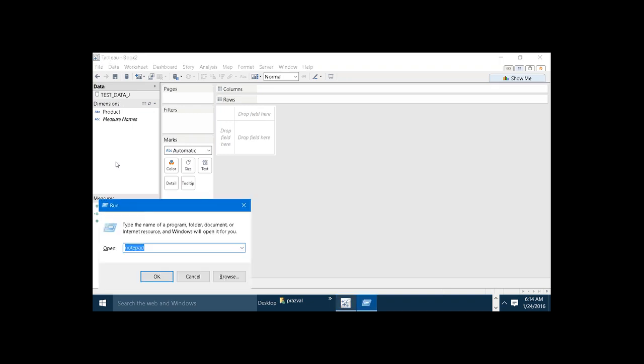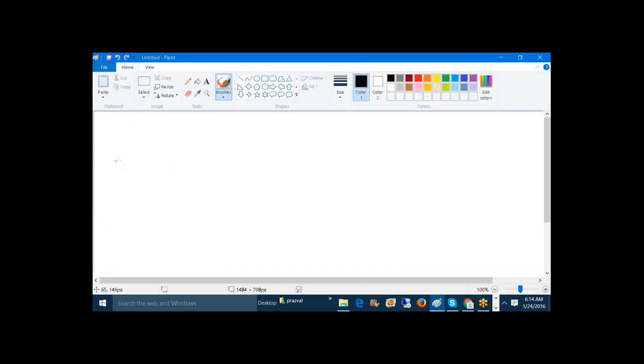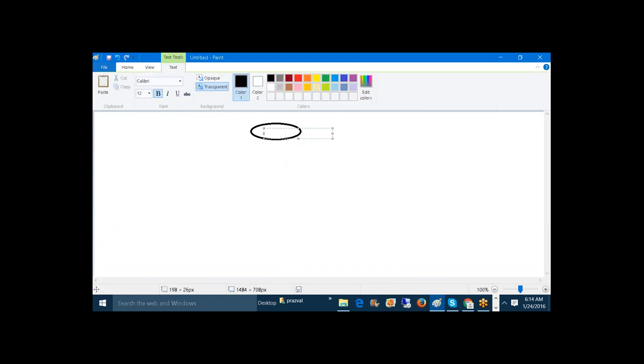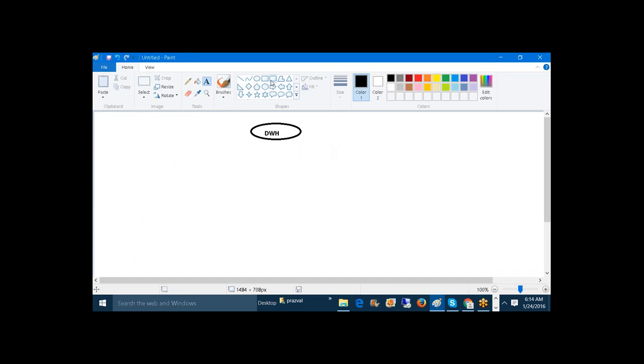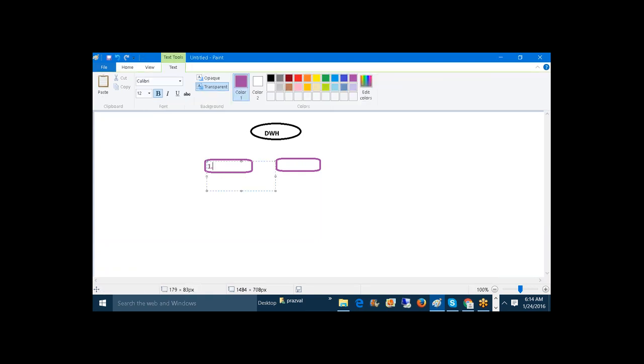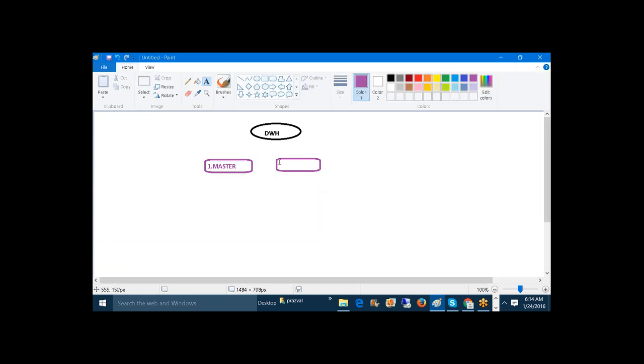If you want to know what exactly dimensions and measures mean, first we should know how the information gets stored in the data warehouse. In any data warehouse, in the enterprise warehouse or the relational warehouse, of any flavor like Oracle or SQL, the information will be stored in the form of two tables. Number one, master table, and number two, transaction table.